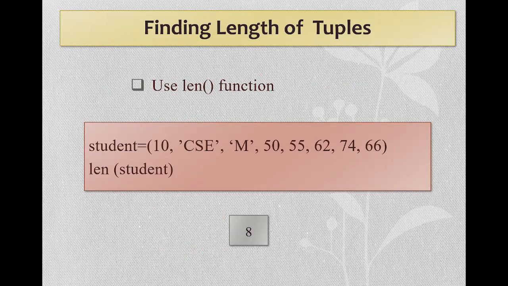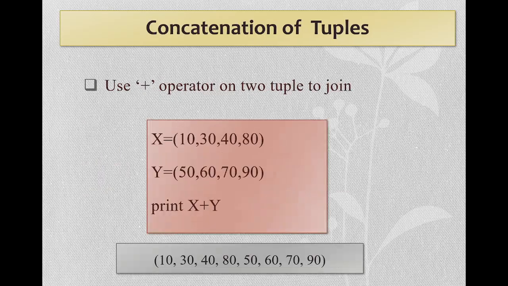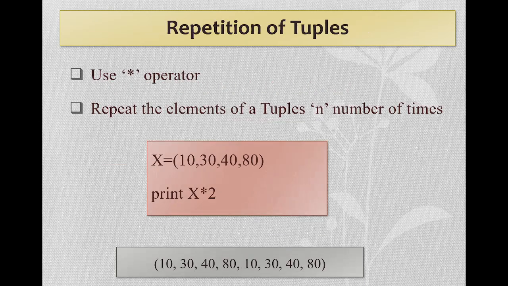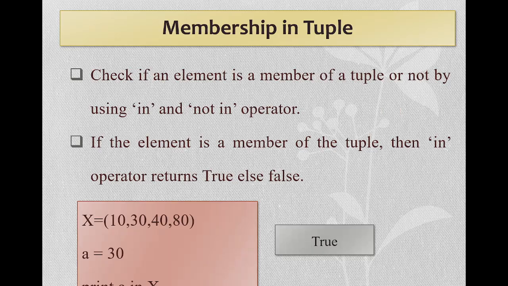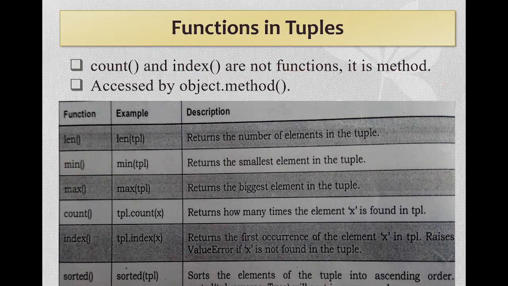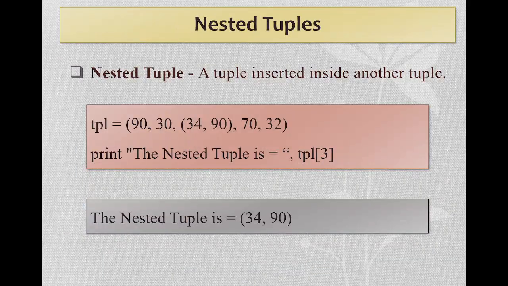operations. The len function is used for finding length, the plus operator is used to concatenate two tuples, and the star operator to repeat the tuples. Membership uses the in and not in operators, which are used to find whether a value is present in the tuple or not, and there are also some functions for finding length.